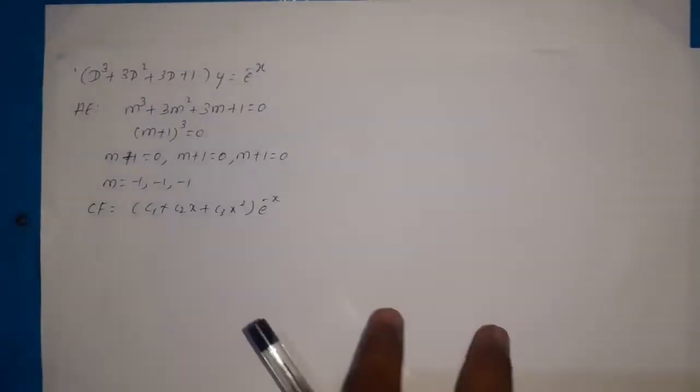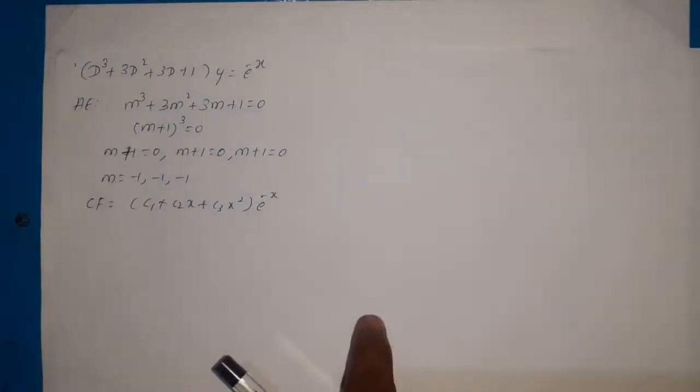In this class, let us discuss some more examples on the case of failure. Means whenever the denominator is equal to 0 for D equal to a, then how to solve the particular integral for the given differential equation. So here this is the example.